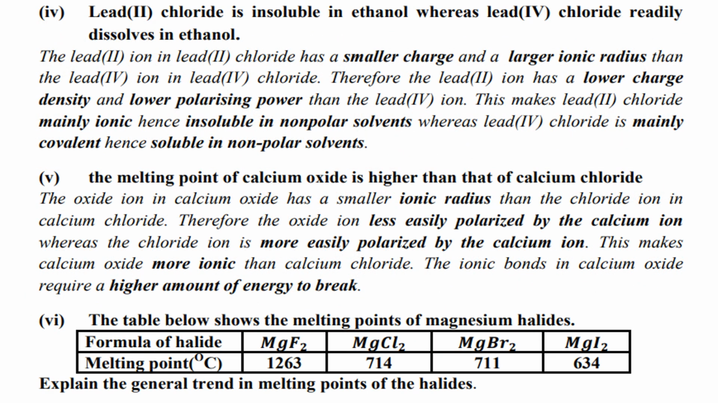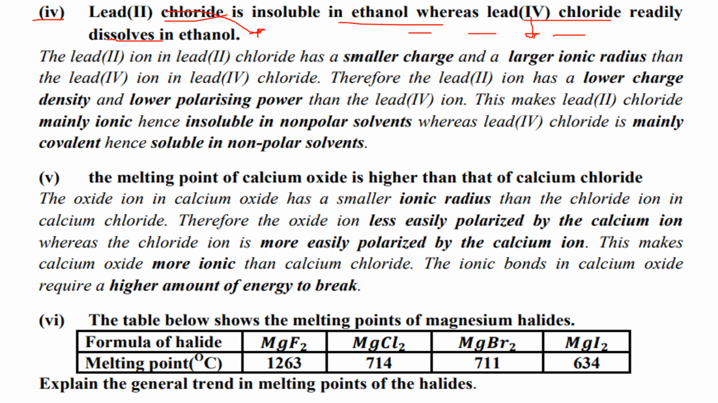Now looking at more examples, explanation number 4: lead-2 chloride is insoluble in ethanol, which is the same as nonpolar solvents, whereas lead-4 chloride readily dissolves in ethanol. So you're going to approach that in terms of explaining the other factors that we talked about. You talk about the charge, you talk about the ionic radius, and you talk about their effect on the polarizing power. So if you look at lead-2 chloride and lead-4 chloride, what is going to vary is the charge. The lead-4 ion is going to have a +4 charge, and the lead-2 ion is going to have a +2 charge.